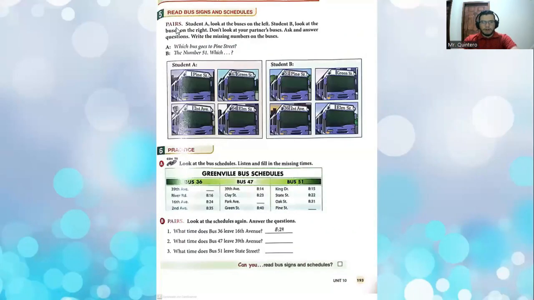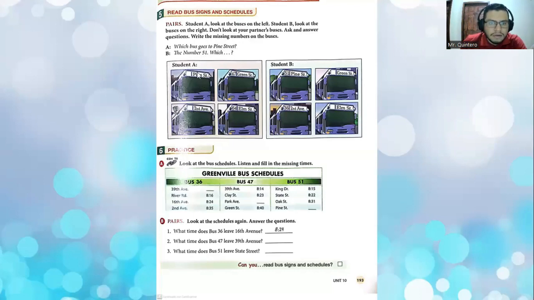In pairs or in couples, student A, look at the buses on the left. Student B, look at the buses on the right. On the left, on the right. Left, right. Read the bus signs and schedules. What do you need to do? Write the missing numbers on the buses. Which bus goes to Pine Street? The number 51.